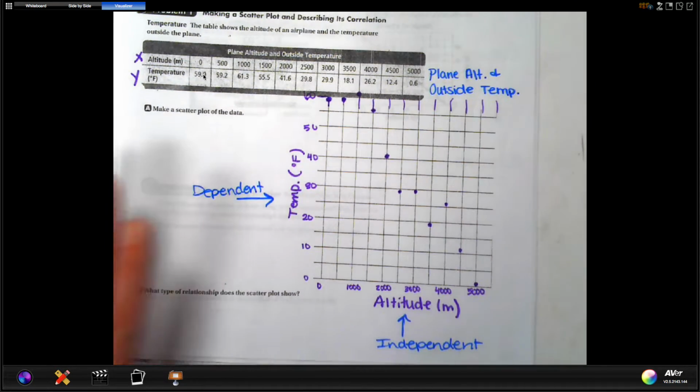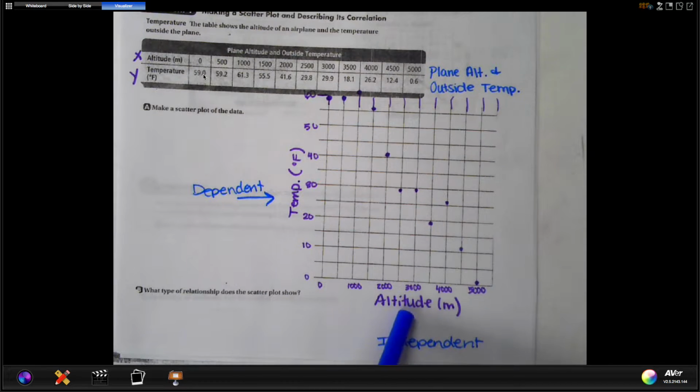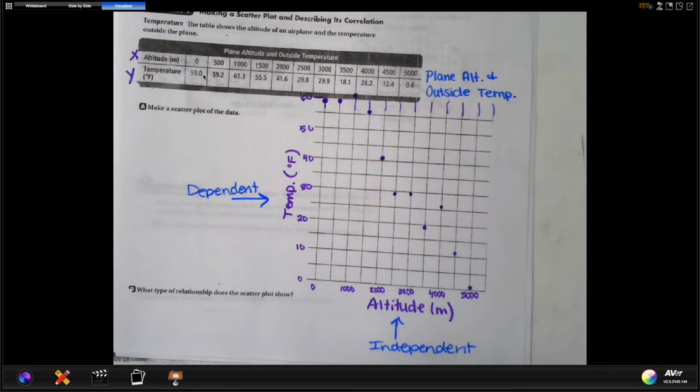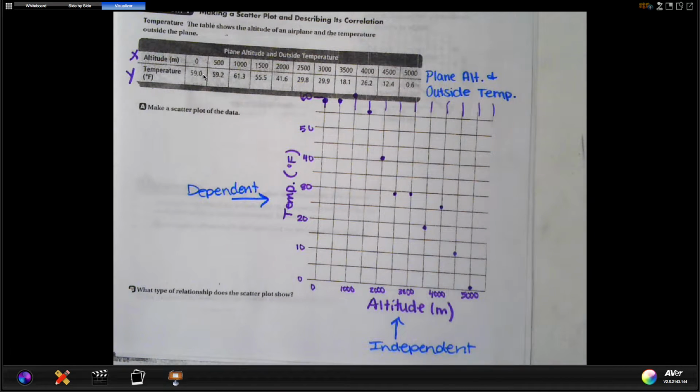So if you're getting graded on making one of these, you're getting graded on multiple things, not just your data points. You're getting graded on: did you label your independent and dependent variable? Do you have a scale that is modeling your data in a good way? Like going by ones makes no sense here. Do you have a title? And then are all your data points in the right spot?